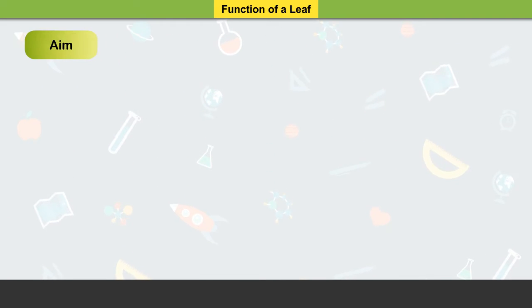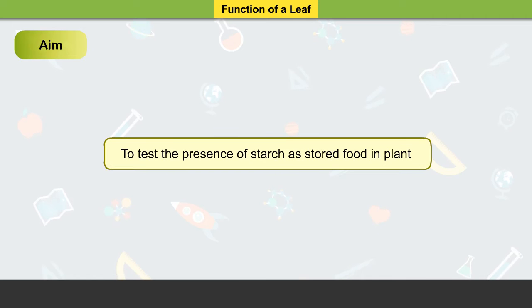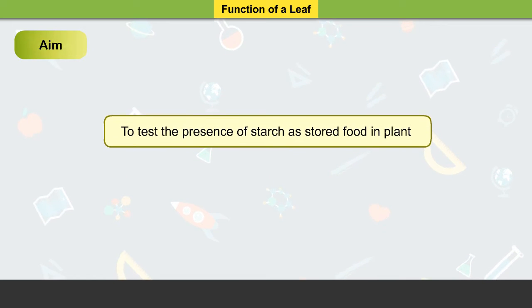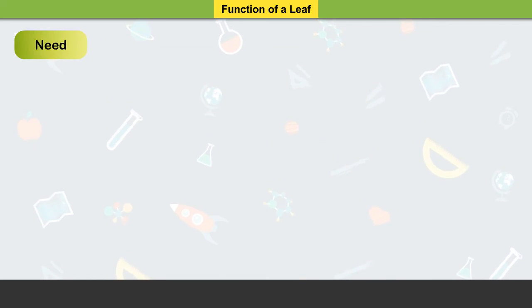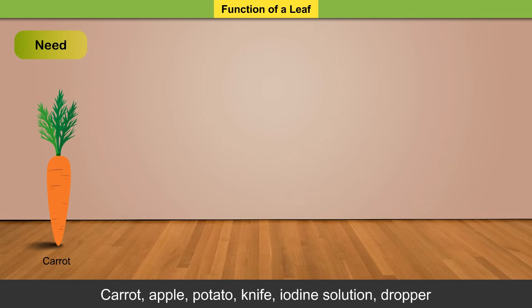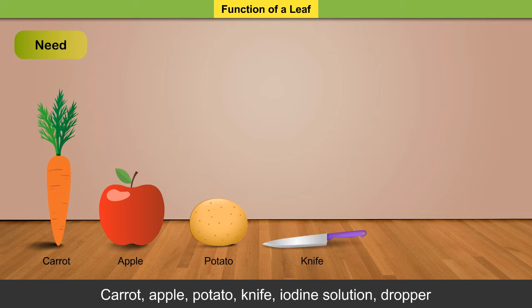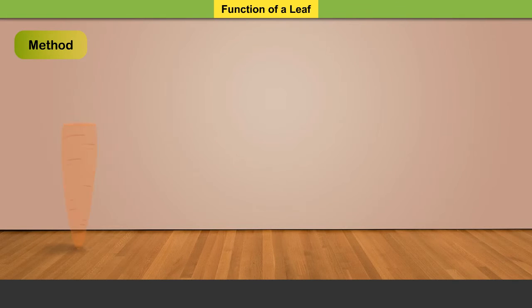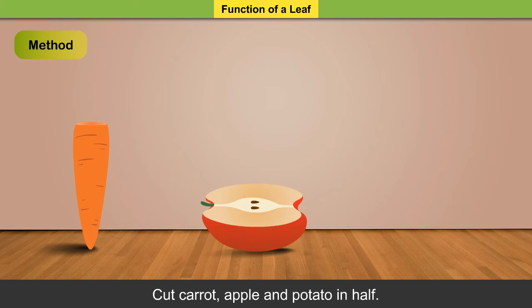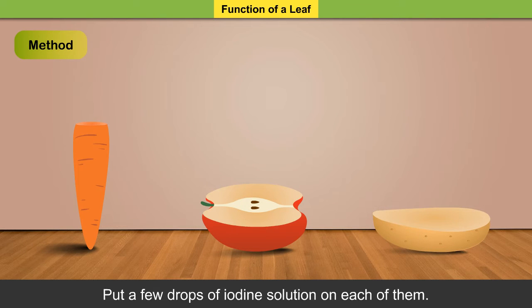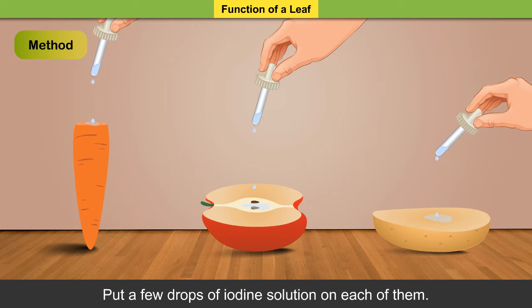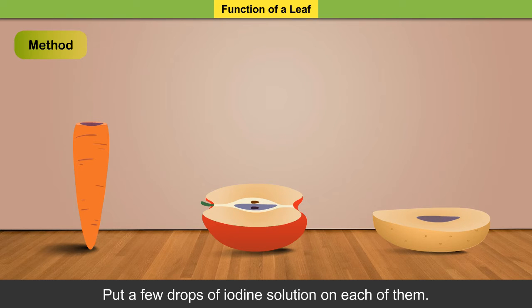Activity: aim to test the presence of starch as stored food in plants. Need: carrot, apple, potato, knife, iodine solution, dropper. Method: cut carrot, apple and potato in half. Put a few drops of iodine solution on each of them.